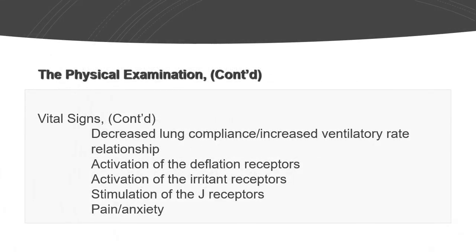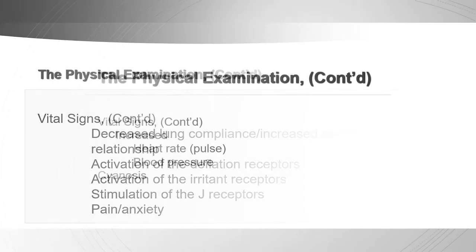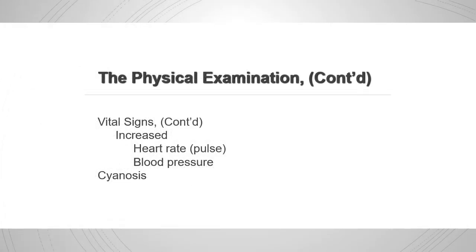Vital signs continued. There is decreased lung compliance and increased ventilatory rate, related to activation of the deflation receptors, activation of the irritant receptors, and stimulation of the J receptors, as well as pain and anxiety. Also increased heart rate, increased blood pressure, and cyanosis.